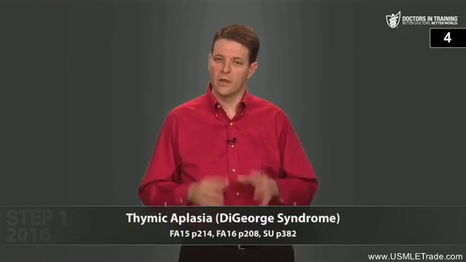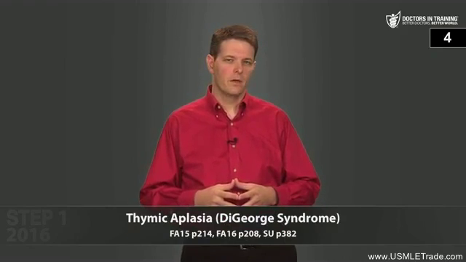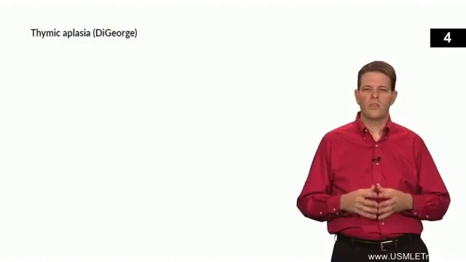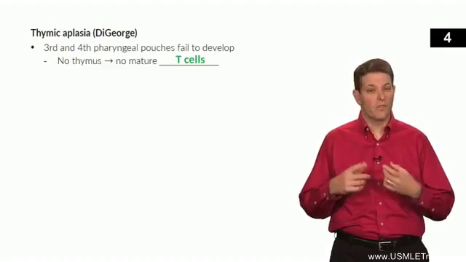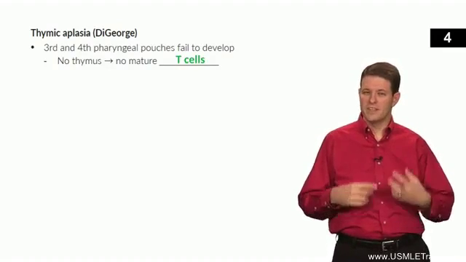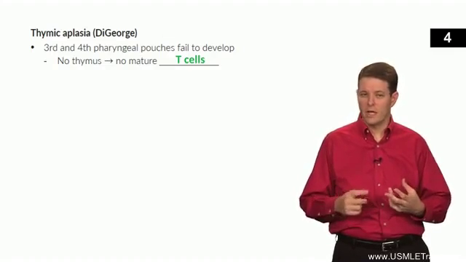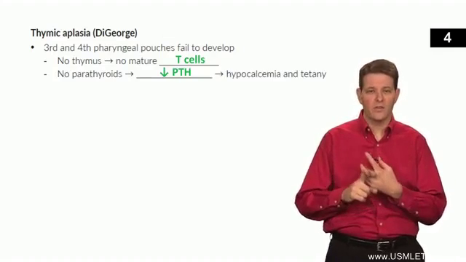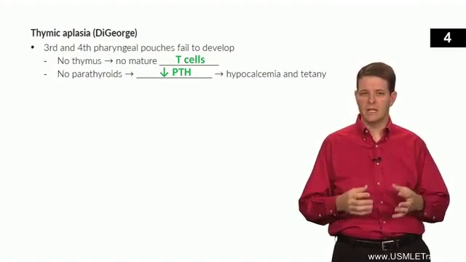Now, thymic aplasia is one of the highest yield immunodeficiencies for Step 1. DiGeorge syndrome occurs when the 3rd and 4th pharyngeal pouches fail to develop, which means you have no thymus and no parathyroid glands. Now, because there's no thymus, the T cells can't mature. That's why this is a T cell deficiency. And because there are no parathyroid glands, there's no parathyroid hormone, which results in hypocalcemia and tetany.